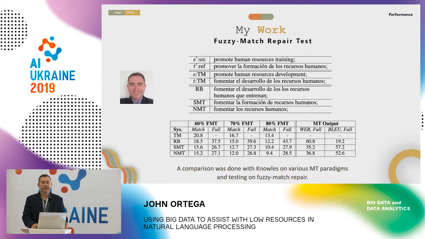I also published a paper on machine translation paradigms with Rebecca Knowles, and here are the results. My thesis work was done on a technique called fuzzy match repair, where we used an MT system to help translate translators that edited translations. Here we see the main difference between using NMT and SMT for the English to Spanish language pair on fuzzy match repair. NMT actually scored better when used as the back engine for fuzzy match repair and word error rate. However, when strictly measuring the MT output, SMT did better.